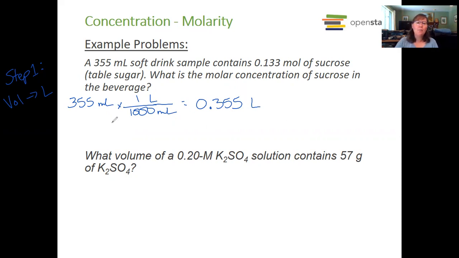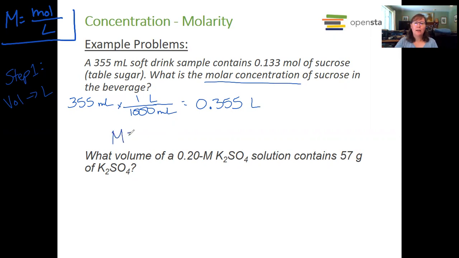And now this is already in moles. So we know from before that molarity is equal to moles per liter. Okay, that was from the last slide. Now we want to know the molar concentration.